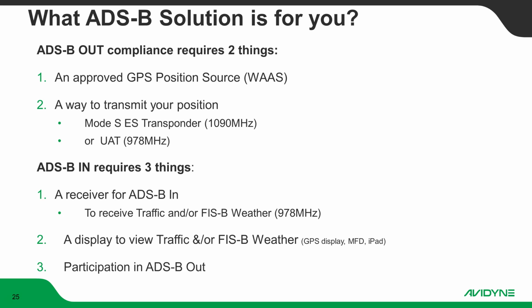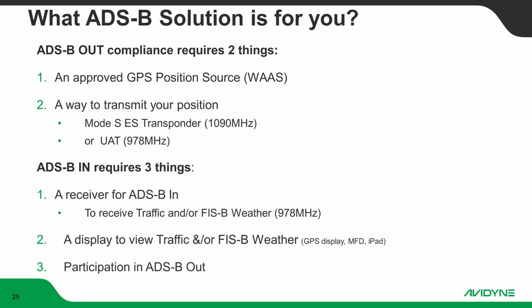ADS-B in requires three things. You've got to have some kind of receiver to listen for the traffic and weather on 978 megahertz. You need a display of some kind to display the traffic and or weather. Otherwise, what's the point of having it? And the third thing is, in order to get ADS-B in, you have to be participating in ADS-B out.